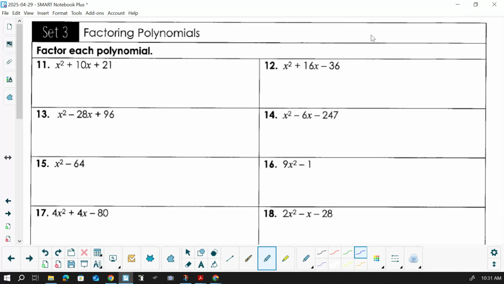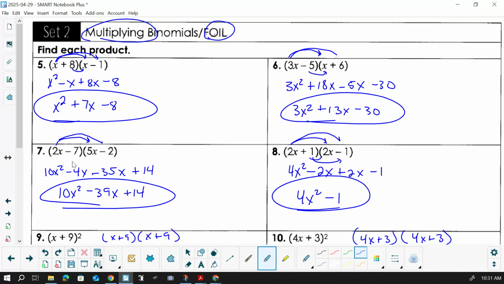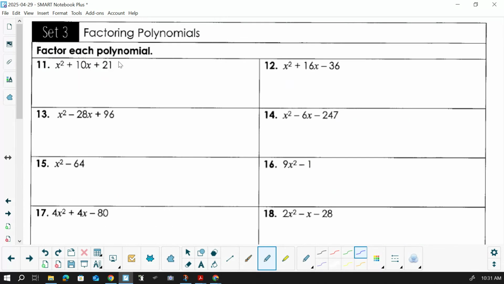All right, now we're doing the opposite of what we just did. And so it's probably been a year since you've done this. So let's look back here. Notice that the end of number 5 looks like this, x squared plus 7x minus 8. And it came from x plus 8, x minus 1. Okay? So the goal is to think in reverse how we got that in these next questions.